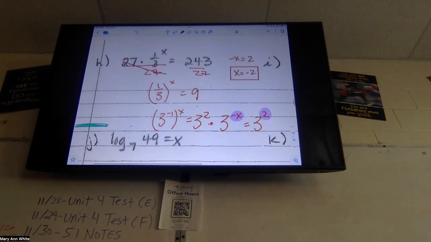That letter H on the board, I thought it was easier to get 1/3 and 9 to have a base of 3. So I made 1/3 be 3 to the -1st, and I made 9 be 3 squared. You are welcome to make 9 have a base of 1/3. That would be 1/3 to the -2nd is the same thing as 9. For some reason, I didn't think that that would occur to you as quickly, so I thought the 3 was a little easier to do it that way. But you can do it either way; does not matter. Anybody questions on H?